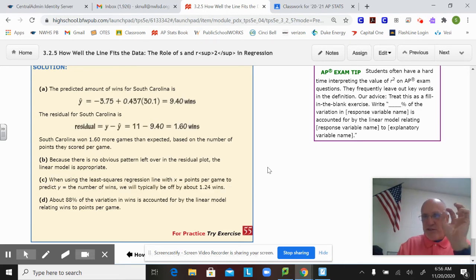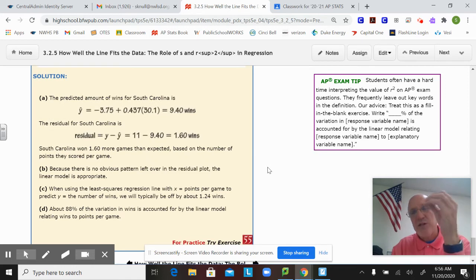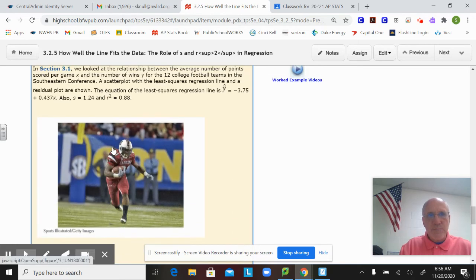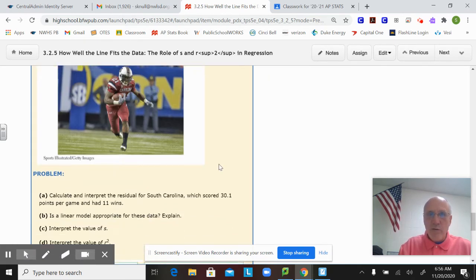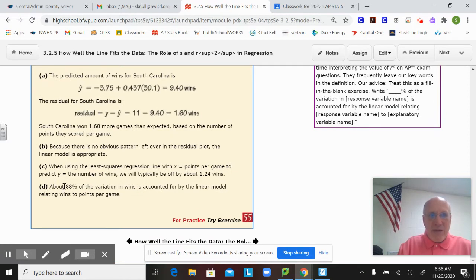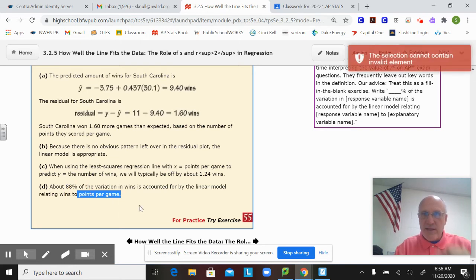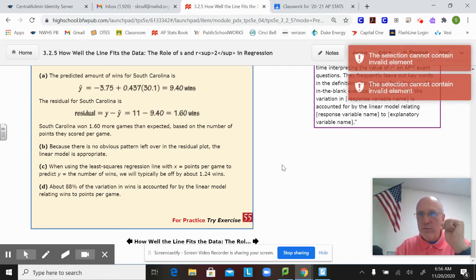And then here's the first time we're seeing the percentage of variation, which is what the coefficient of determination R squared tells us. Up here, it gave us R squared was 0.88. So here's the interpretation. About 88% of the variation in wins is accounted for by the linear model relating wins to points per game. And again, wins is just a unit for Y. Relating wins, there's Y, and there's X. So that's all the interpretation does.